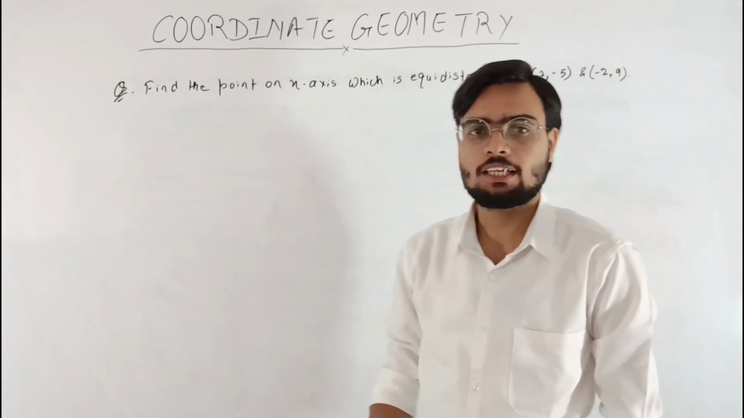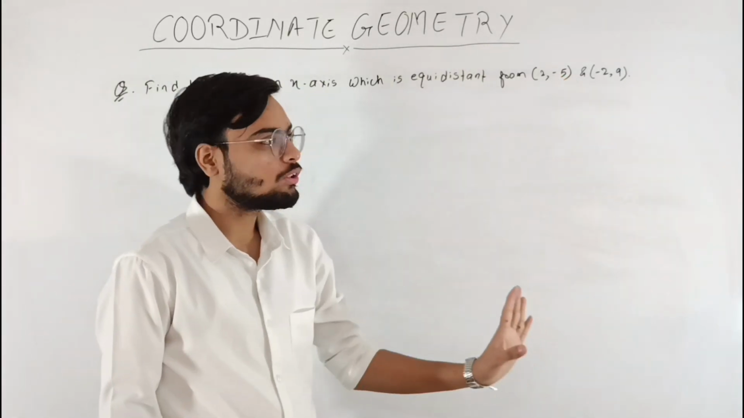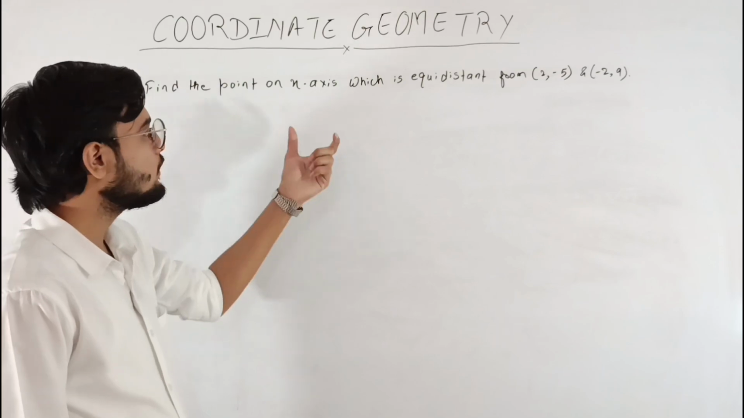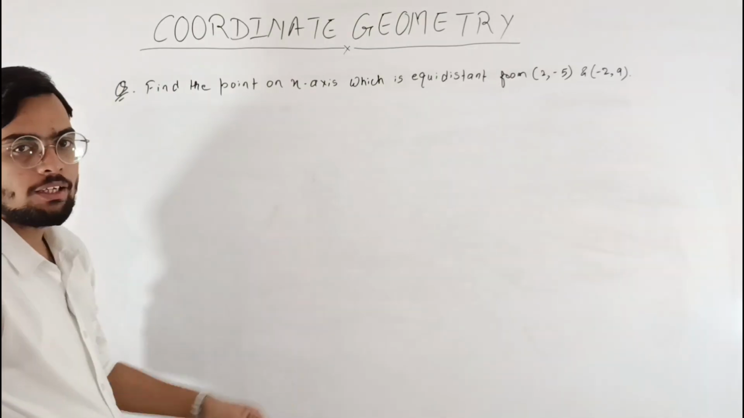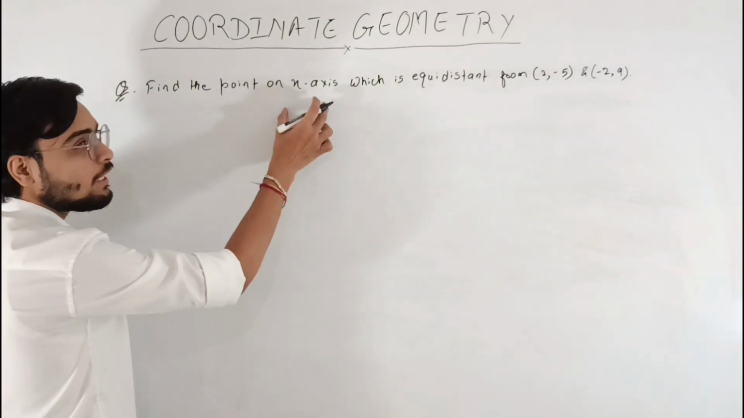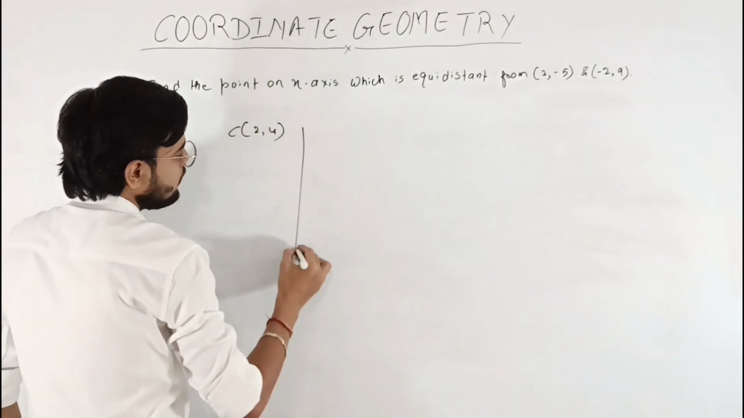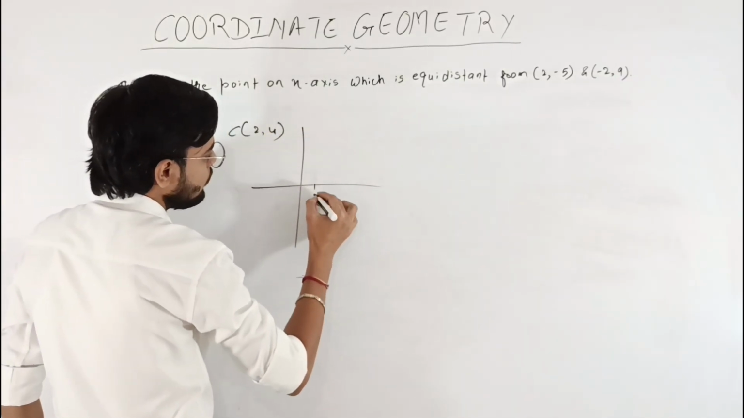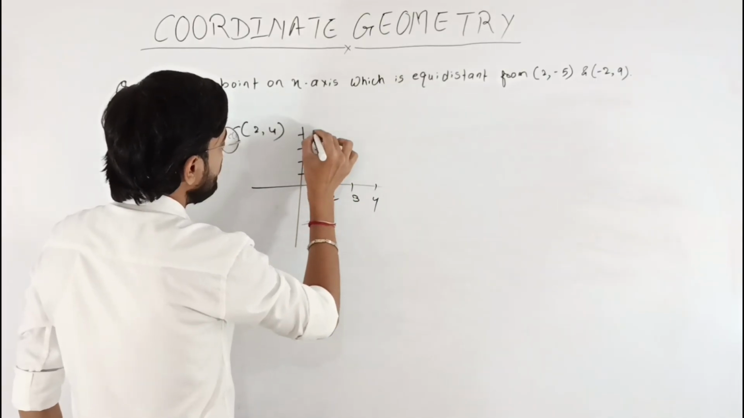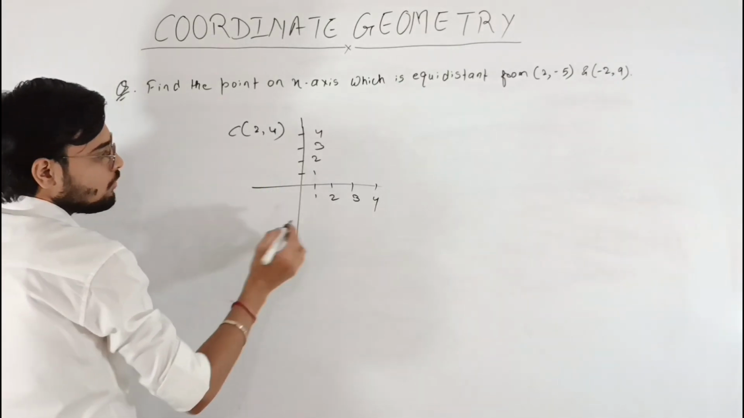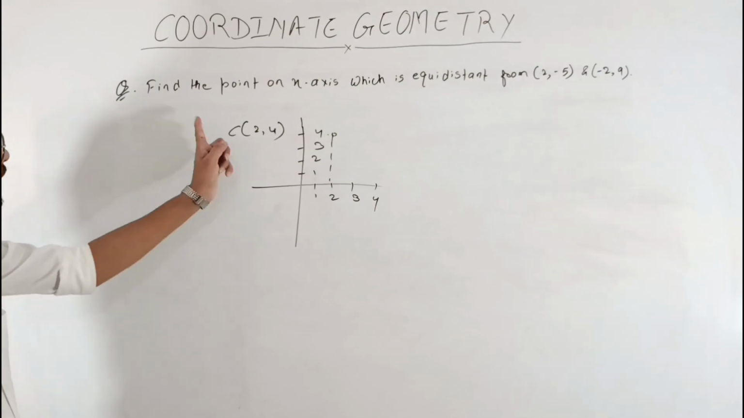The question is: find the point on the x-axis which is equal distance from the points (2, minus 5) and (minus 2, minus 9). Look, the question said that there is a point on the x-axis which is equal distance from these 2 points. Then we have to find the coordinates of this point. So now look, suppose I have a point C which is (2, 4). In this case, this is the x-axis and this one is the y-axis. So this is 1, 2, 3, 4. 1, 2, 3, 4. So now look, (2, 4), this point lies somewhere here.